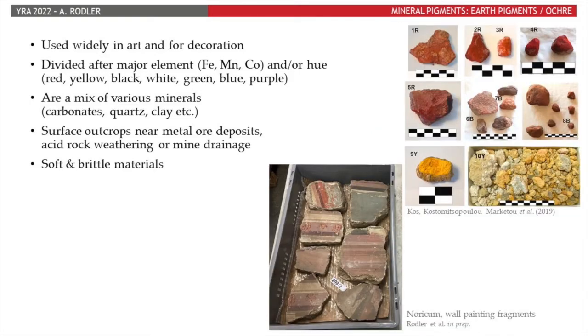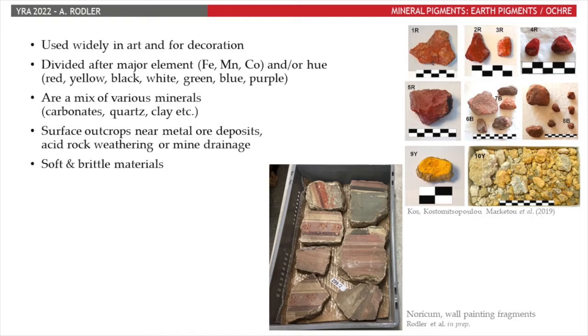And what you see here are examples of wall painting fragments below from Noricum, which is approximately present-day Austria. These wall painting fragments are largely painted with ochre. Mostly here you can see purple, some light pink, also a little bit of red. So these are all different types of ochre pigments.